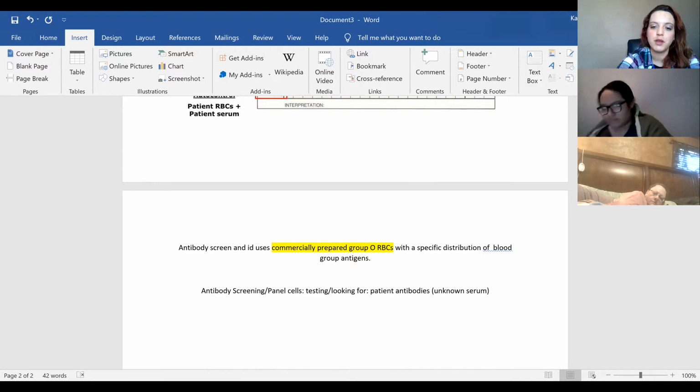So we're looking for patient antibodies, which is an unknown serum. So we take our patient or donor serum and mix it with, what's the opposite of that patient or donor serum? If we have our unknown serum, we need a known, what, antigen? Antigen. So what is our known antigen? Red blood cell. And is it reagent or patient or donor? Patient and donor. For known?